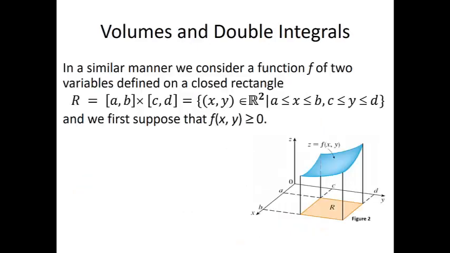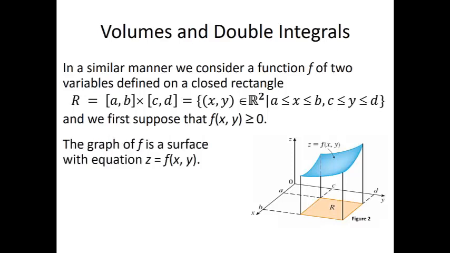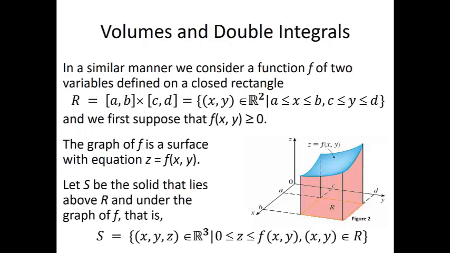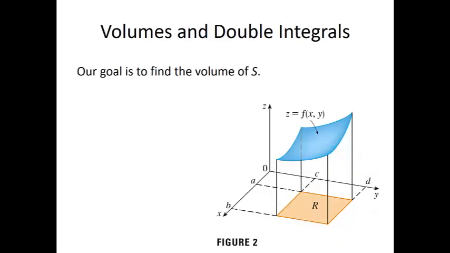Now, in a similar manner, we consider a function f of two variables defined on the closed rectangle R, consisting of values of x between a and b and values of y between c and d. And we'll first suppose that we're dealing with the function f of x, y, which is greater than or equal to 0. Recall that the graph of f is a surface with equation z equals f of x, y. And we let S be the solid that lies above the rectangle R and under the graph of f. Our goal is to find the volume of this solid S.